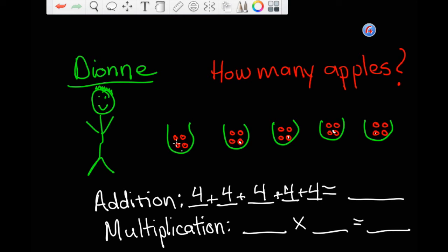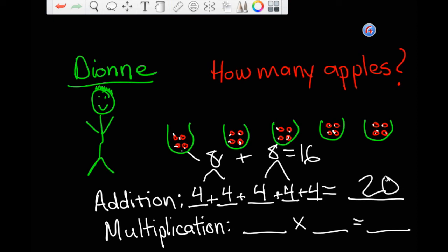Okay, so I know 4 and 4 makes 8. And I know this 4 and 4 makes 8. So together, 8 is a double. I know that equals 16. Or I could just count them up. 1, 2, 3, 4, 5, 6, 7, 8, 9, 10, 11, 12, 13, 14, 15, 16, 17, 18, 19, 20. Either way, I know that it's 20.